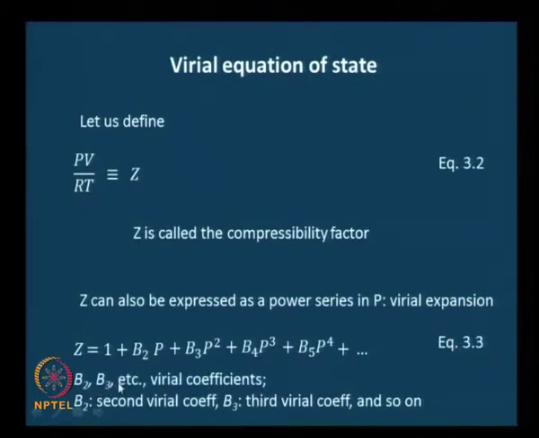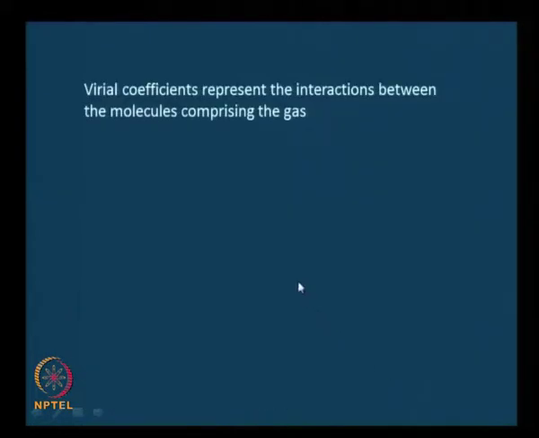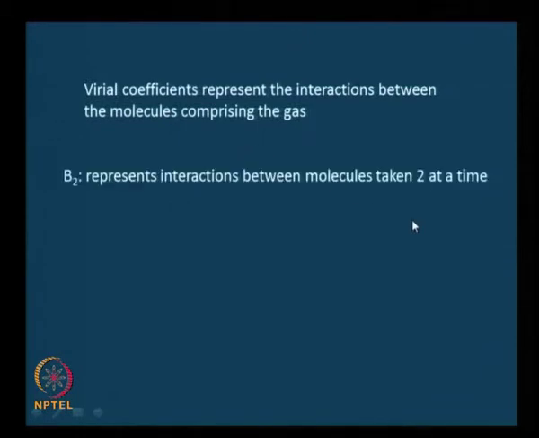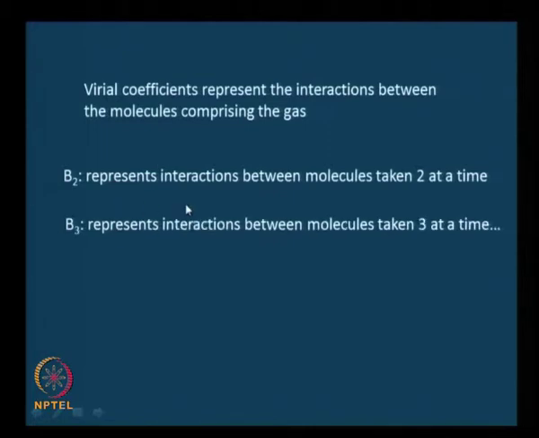Here B2, B3 are called the Virial coefficients, the second Virial coefficient B2, third Virial coefficient B3 and so on. And we also said that Virial coefficients represent the interactions between the molecules comprising the gas, and therefore they can be found from theory, statistical mechanics. For example, B2 represents interactions between molecules taken 2 at a time, B3 represents interactions between molecules taken 3 at a time, and so on.